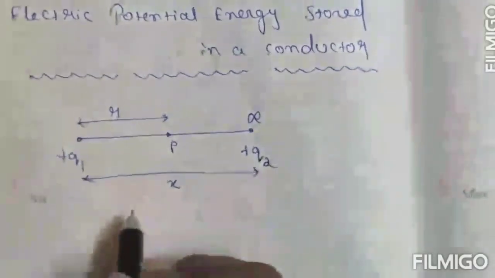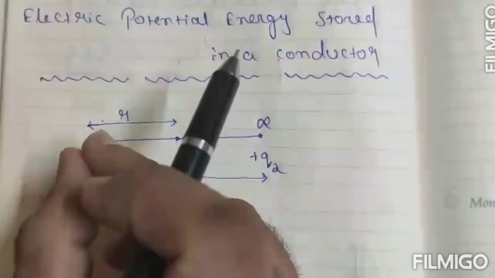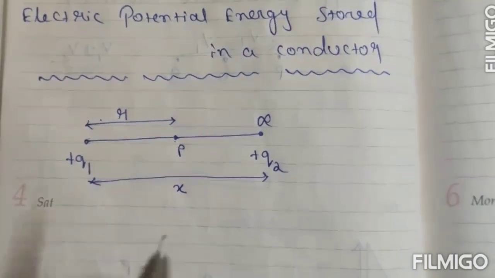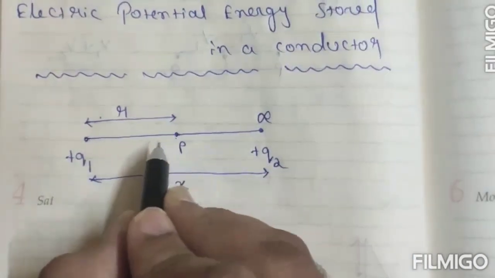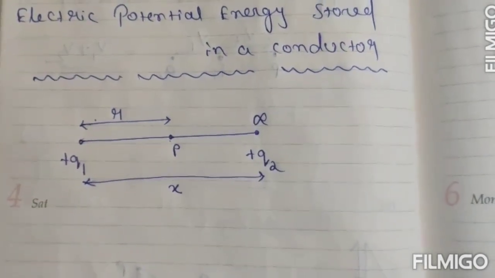The Q2 will move this side because this is the case of repulsion. If I remove my pin from Q1, what will happen? The Q1 will move this side. So where is the energy stored? The energy is stored in between these points, right? So let us find out the derivation.